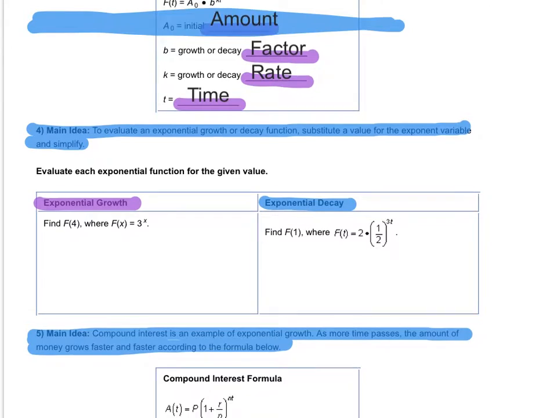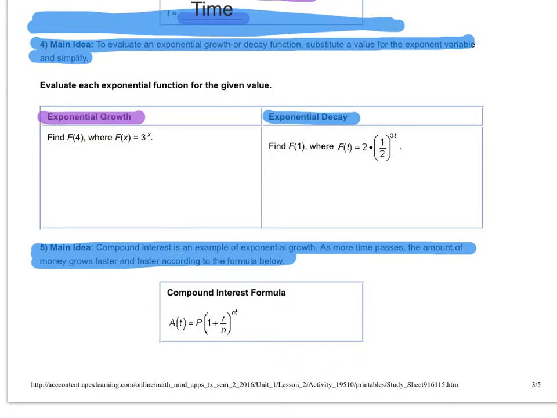So let's do a practice. The main idea to evaluate an exponential growth or decay function: substitute a value for the exponent variable and simplify. So the first example, exponential growth, says find f of 4 where f of x is equal to 3^x. So wherever you see an x, you're just going to put a 4. So this is 3 raised to the 4th power.